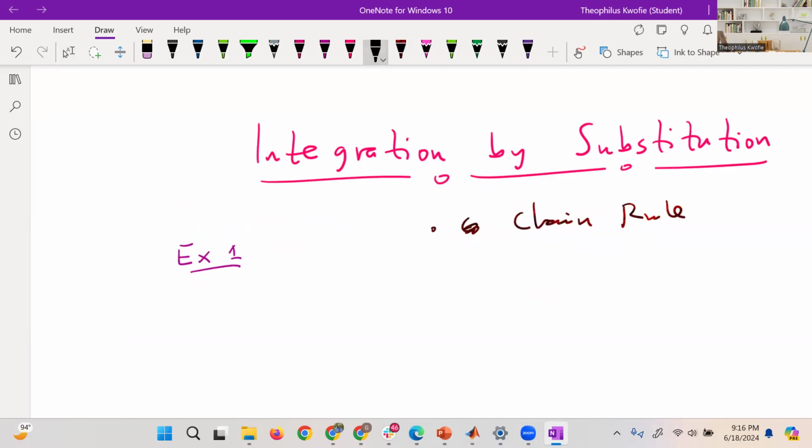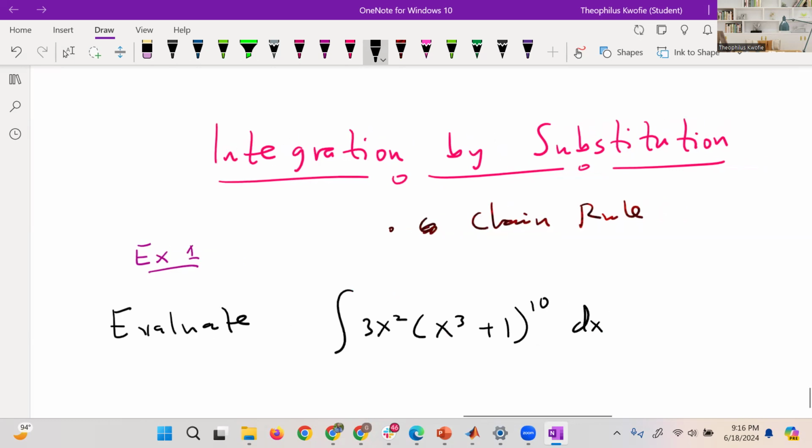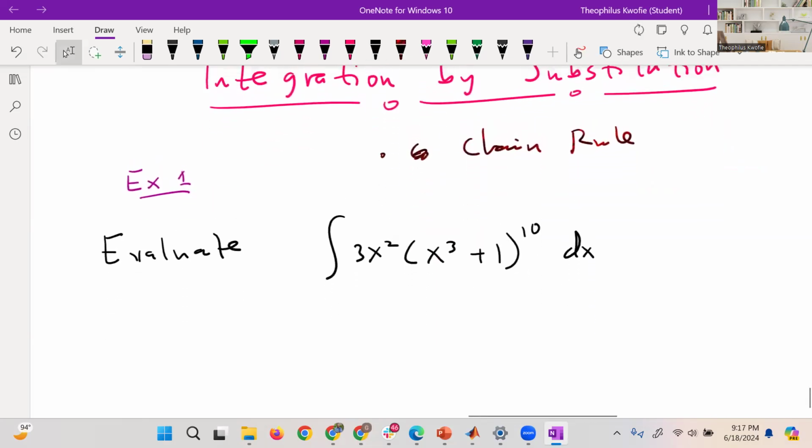Now, suppose I ask you to evaluate the integral of 3x to the power 2 multiplied by x to the power 3 plus 1, all to the power 10. If I ask you to take the integral of this, it is not straightforward.